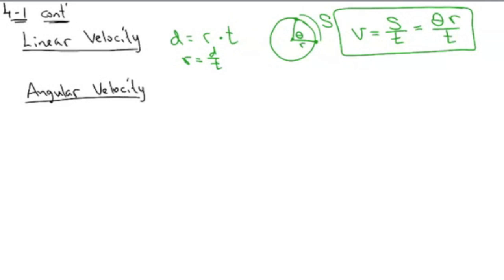Angular velocity is a little different. We're going to call this omega. No, that is not a W. That is the Greek letter omega, like alpha and omega. Omega is going to be the rate of change in the angle with respect to time.